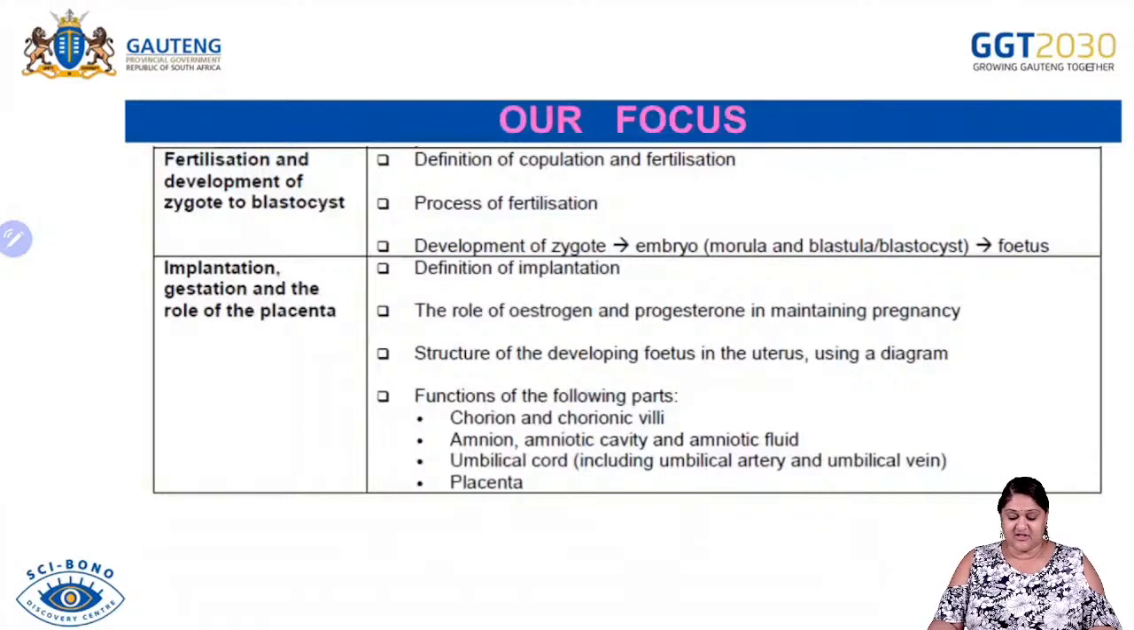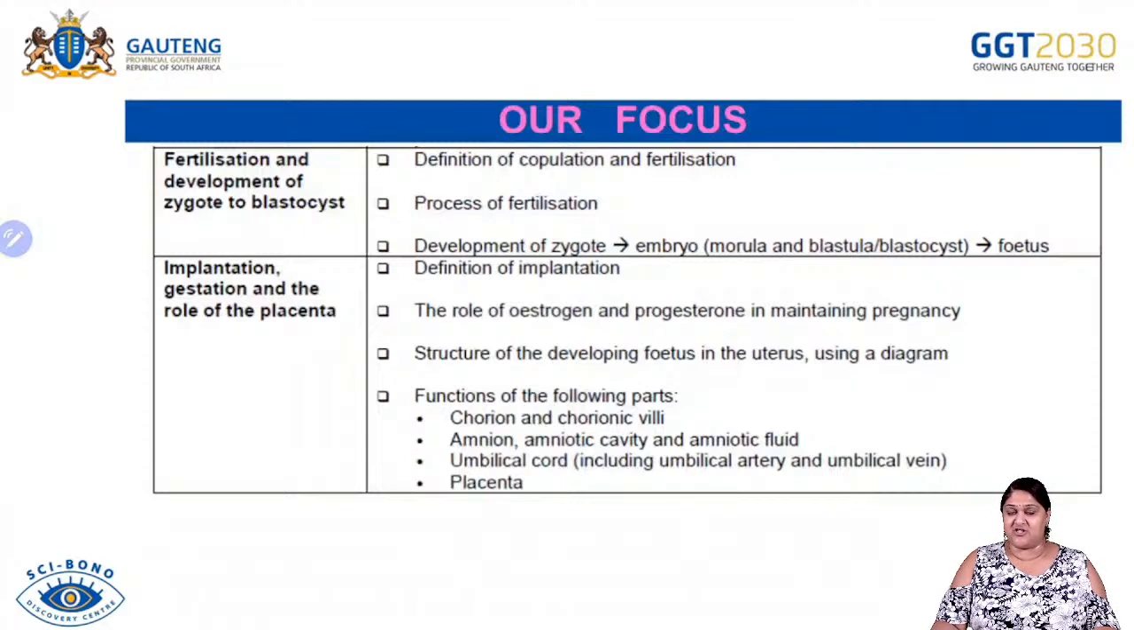Process of fertilization, the development of the zygote, which is the embryo, then from the zygote to the embryo to the fetus. And then the next section is the implantation, gestation, and the role of the placenta. You need to know the definition of implantation, the role of estrogen and progesterone in maintaining pregnancy, and the structure of the developing fetus in the uterus using a diagram.